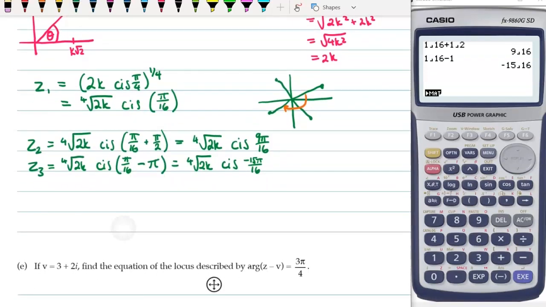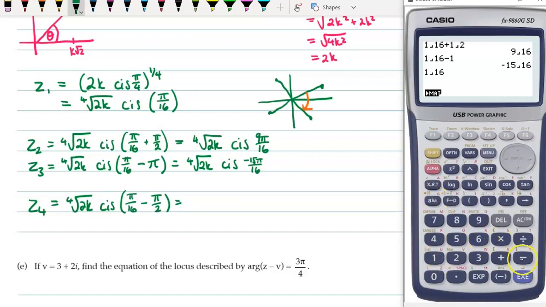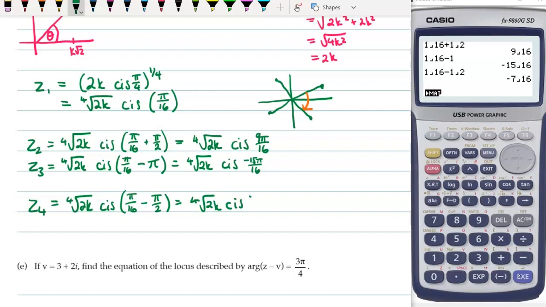Just give myself a little more space for the next one. So z to the 4, fourth root of 2k cis, and this one will be taking us from the first solution just back by one lot, so back by 90 degrees or pi by 2. So that'll be pi by 16 take away pi by 2. So 1/16 take off 1/2. It's going to be minus 7 pi by 16.